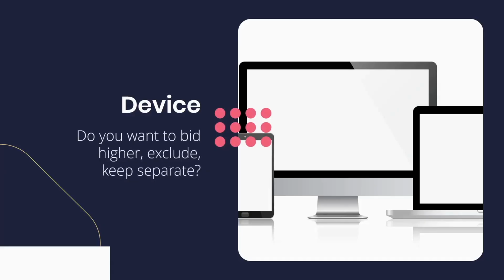Moving on to device, the questions that you need to ask yourself would be, do you want to bid a higher amount on a certain device, for example, mobile? Do you want to exclude a device completely? Do you want to maybe have separate campaigns based on the target device? There are good reasons for doing that, although it's not always necessary. And of course, answers to these questions would come in knowing your target audience and being strategic with your budget.